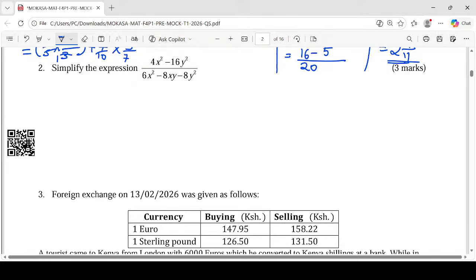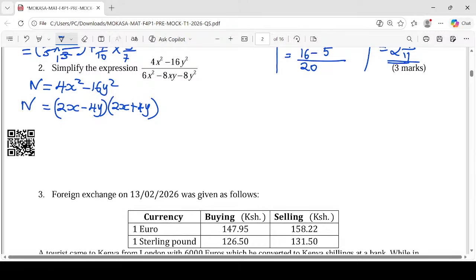Simplify the expression 4x squared minus 16y squared all over 6x squared minus 8xy minus 8y squared. Let's start by simplifying the numerator. When you look at the numerator, we have 4x squared minus 16y squared. This is a difference of two squares which can be expanded to 2x minus 4y, then 2x plus 4y. That is the numerator.